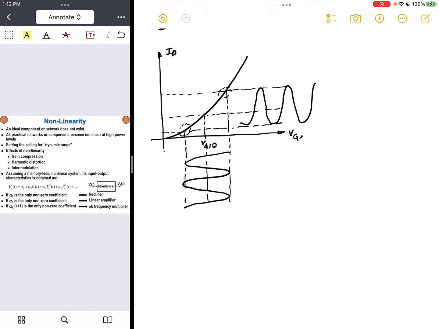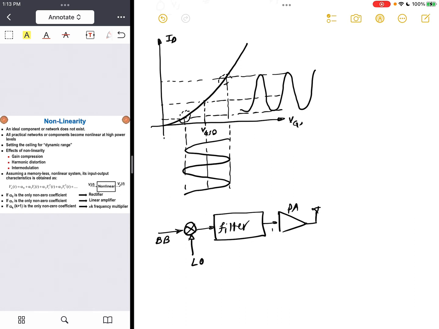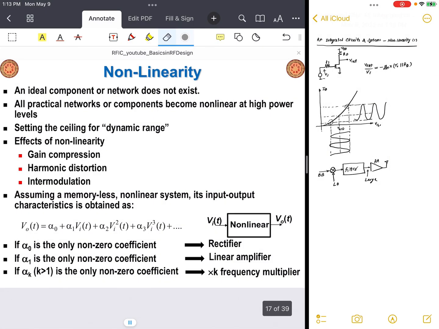Now, this scenario frequently happens in an actual communication transceiver. Consider the simplified version of our transmitter, where we have the baseband input applied to an up-conversion mixer, where the LO input is applied to the other input of the mixer. And after some filtering, we have the power amplifier. Here the power amplifier receiving the signal out of the filter is no longer assumed to be a small signal circuit, because this signal here is rather large. Therefore, the non-linearity analysis is very crucial in practical communication transmitters and receivers.